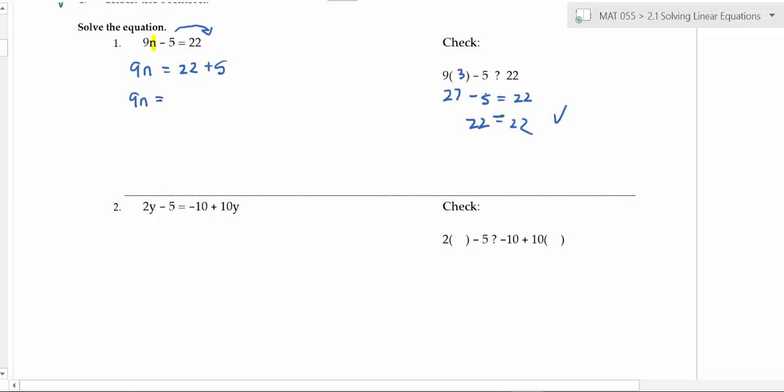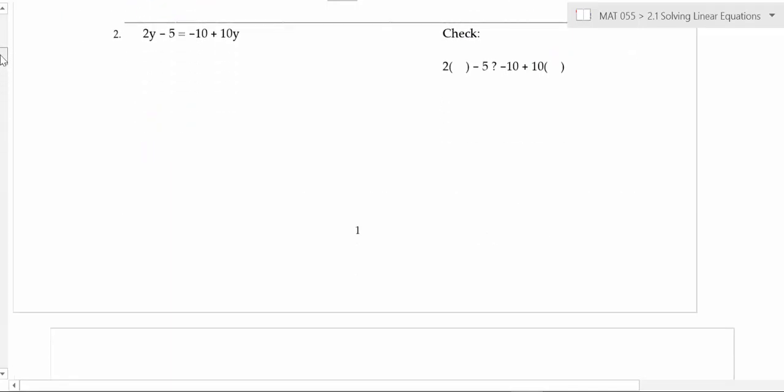So you have 9n equals 27. Then you can divide both sides by 9. Of course, that's 1n, so that's just n equals 3. You can write the step that way if you want to. Okay, all right, let me show you this next one.